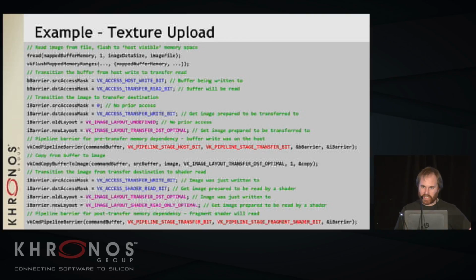And again, the stages I'm using will match the access types I'm using. So host stage for the write of the buffer, and then transfer stage for the actual copy operation. Once that's been submitted, if we submit something after that, like the copy, it will guarantee that it's in those memory spaces. So we've done that. We've done a command pipeline barrier and a copy buffer to image to copy that data across.